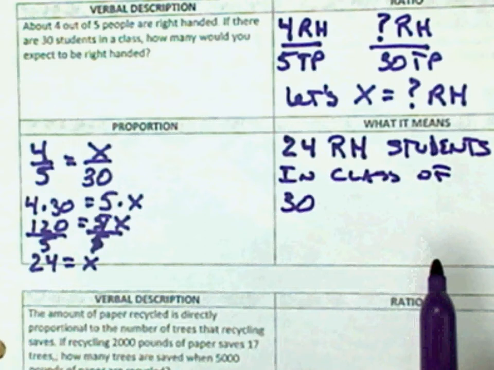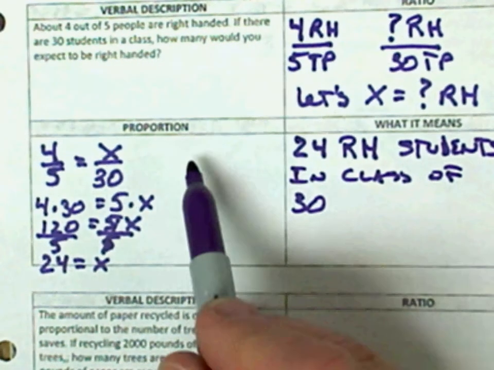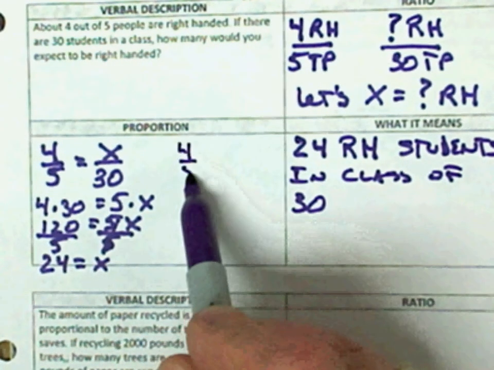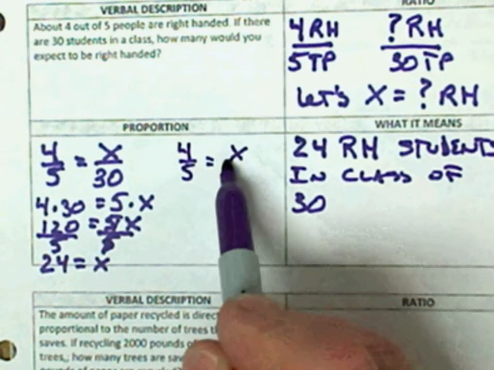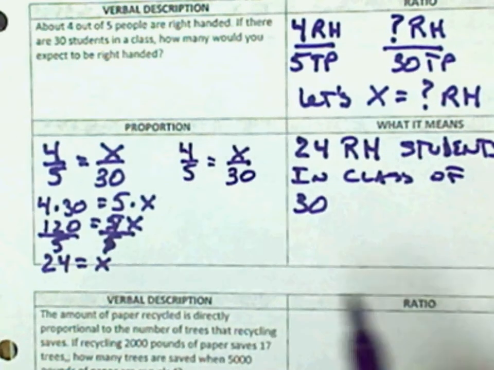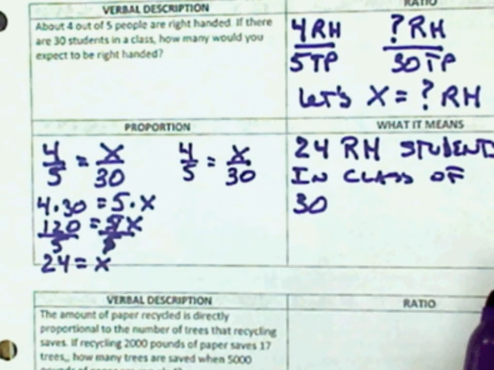Now, Aiden, you had mentioned something else. When you had 4 over 5 equals X over 30, you said, can't we do it a different way? What way were you talking about? 5 times 6 equals 30. 4 times 6 equals 24.